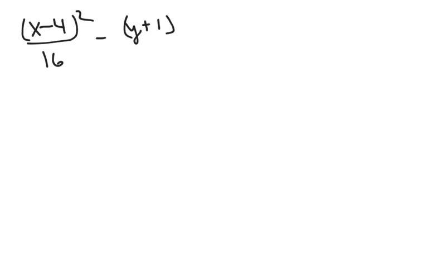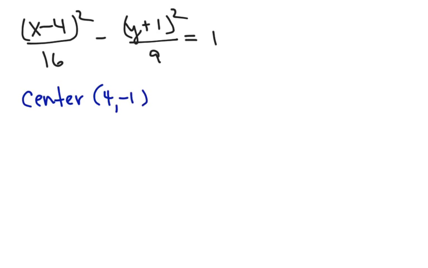So, the equation we found was (x - 4) squared over 16 - (y + 1) squared over 9 equals 1. So now let's go do the remainder of the problem, which is to find the center, vertices, foci, and the slopes of the asymptotes, because I don't care about the equations of the asymptotes. The center of this hyperbola is going to be at (4, -1).